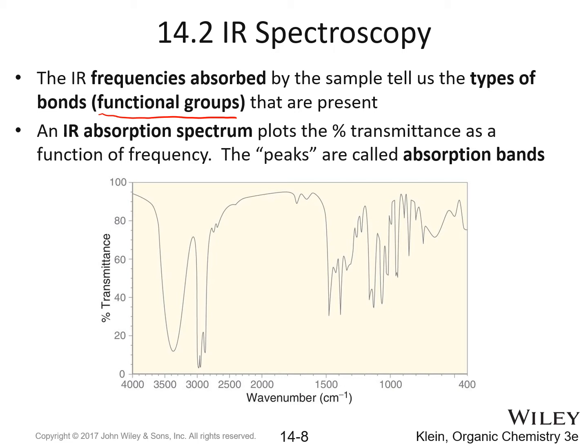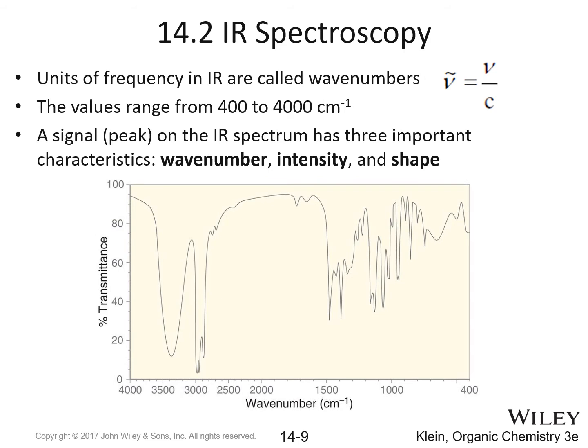So this is what an IR spectrum looks like. It's a plot of transmittance on your y-axis, which is a function of frequency. And on the x-axis, that's wave number. And the peaks are called absorption bands. The units of IR are frequency, and we use wave numbers. So these values range from 400 to 4,000 inverse centimeters on our x-axis.